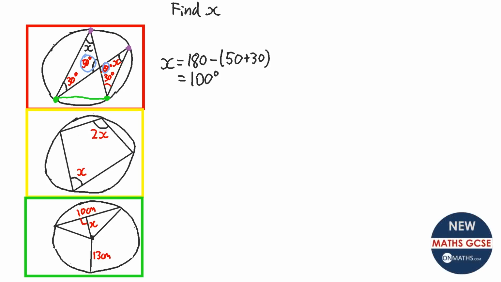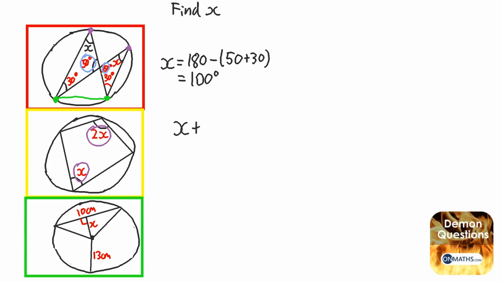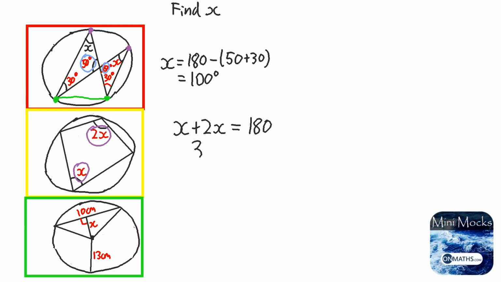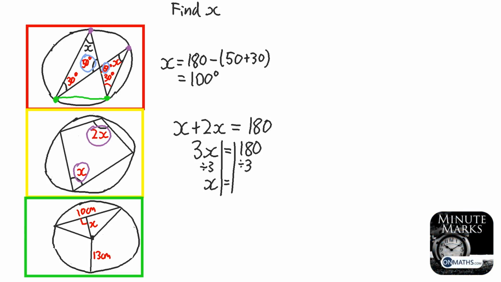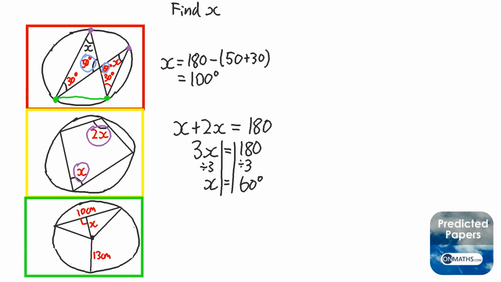Okay, this second one, these two are opposite angles in a cyclic quadrilateral. So we know that x plus 2x will equal 180 degrees, because opposite angles in a cyclic quadrilateral add up to 180. So 3x equals 180. Do your lines, so it's times 3, so we've got to get rid of it by dividing both sides by 3. x equals 60 degrees. Perfect. And sometimes you'll need to use algebra in this way, and that's absolutely fine, so just do it as you would normally.